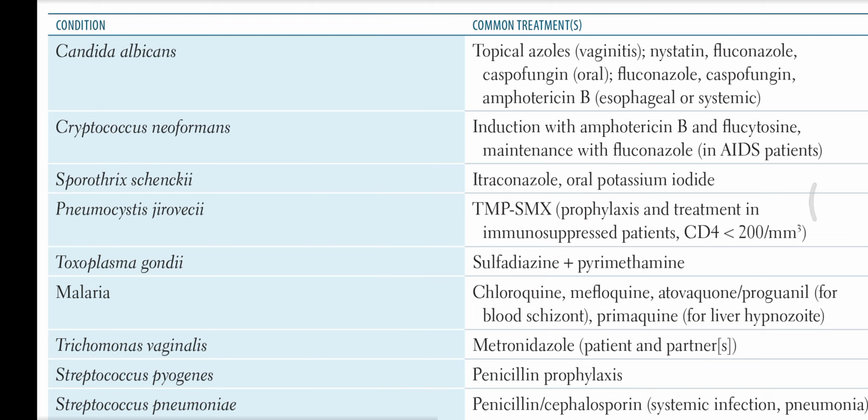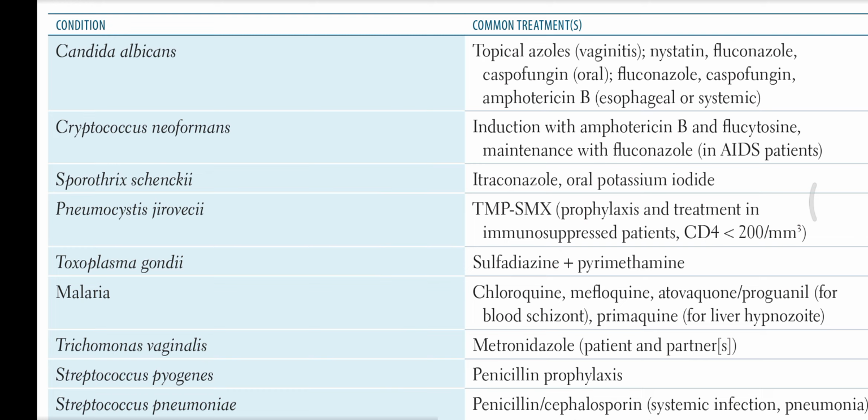Pneumocystis jirovecii. TMP-SMX, trimethoprim-sulfamethoxazole, is given for prophylaxis and treatment in immunocompromised patients and in patients whose CD4 count is less than 200 per mm cubed.